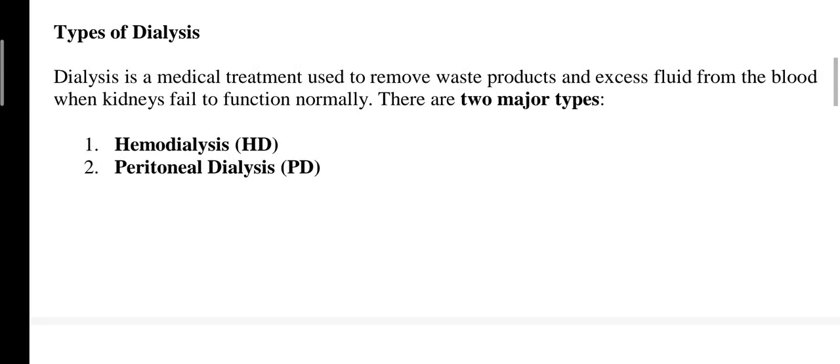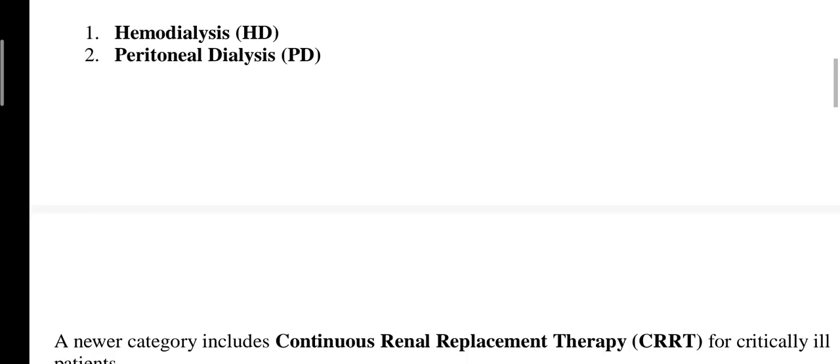So now we see types of dialysis. There are two types. Dialysis is a medical treatment used to remove waste products and excess fluid from the blood when kidneys fail to function normally. There are two major types: hemodialysis and peritoneal dialysis. Hemodialysis is denoted HD and peritoneal dialysis is denoted PD.